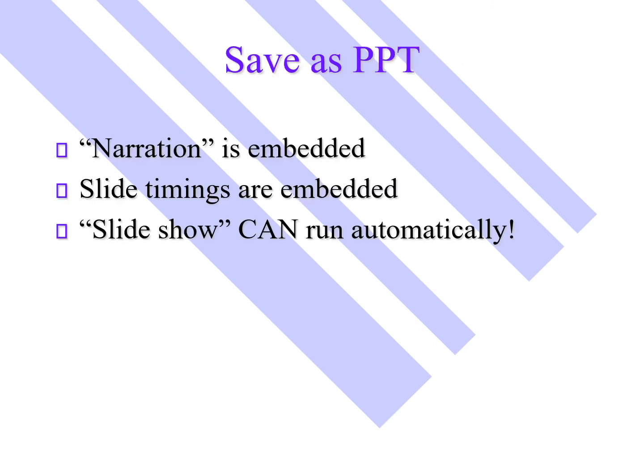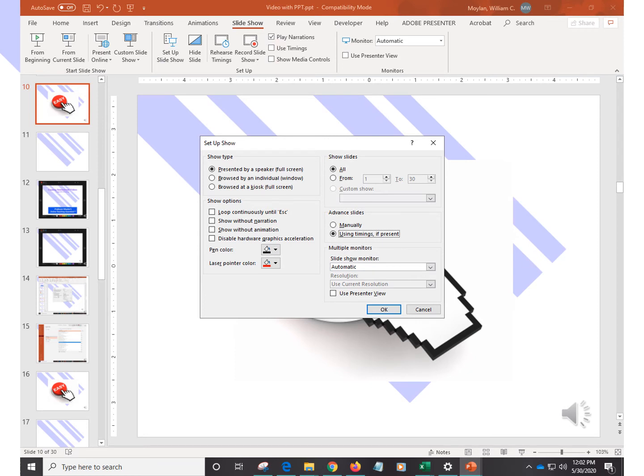Now, this is the decision of how I'm going to save this. Am I going to save it as a PowerPoint file, or am I going to save it as a video? Here's the thing about the PowerPoint file. The narration, or my voice, is embedded in the file. All the slide timings are embedded in the file. And we can set it up so that the slideshow can run automatically. So it's kind of like a video. Even though that's the case, you don't really want to do that because it just doesn't work quite as well as when you just save it as a video.